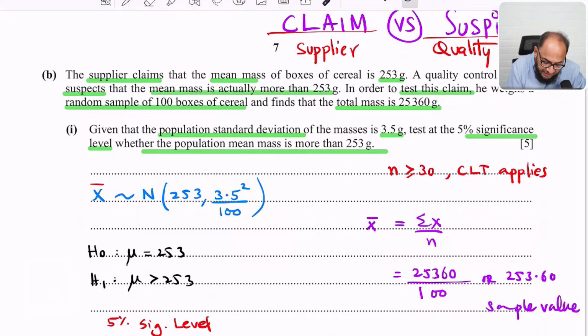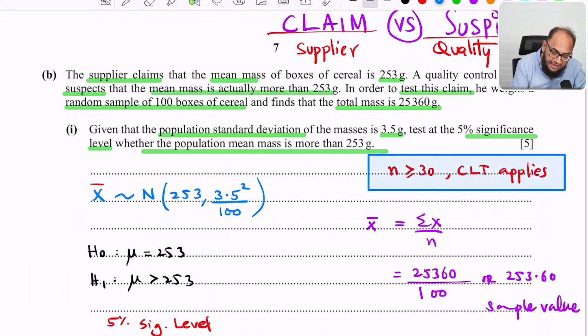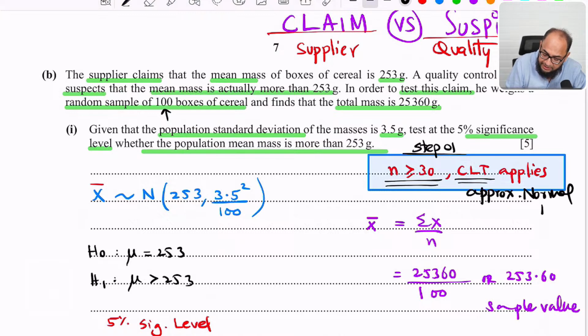So the very first thing that needs to be done is this. That is, n is greater than or equal to 30, CLT applies. That's the first thing, so that should be step number 1. Since the sample size is large, what is the sample size? 100. CLT applies, so this becomes approximately normal distribution. That is the first thing. Now, whether the examiner asks for it or not, I'll still justify it.